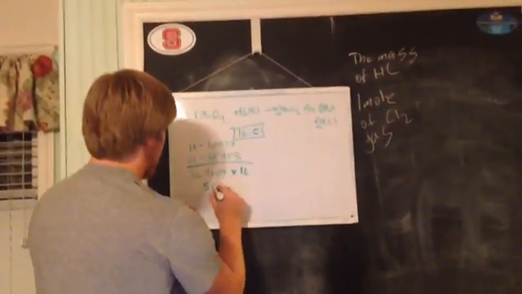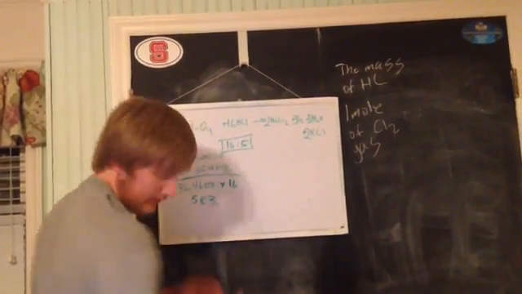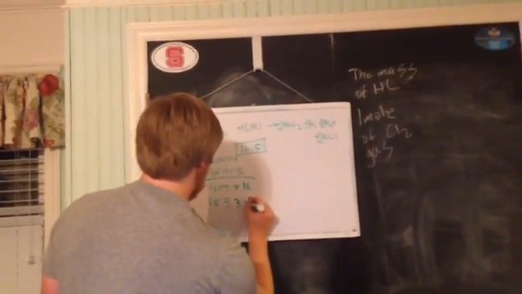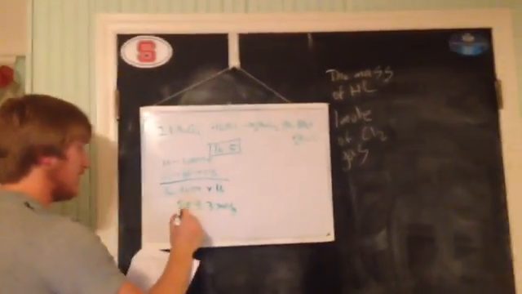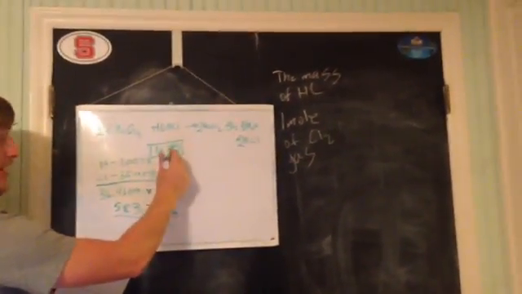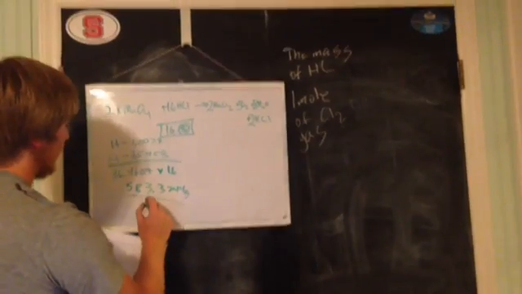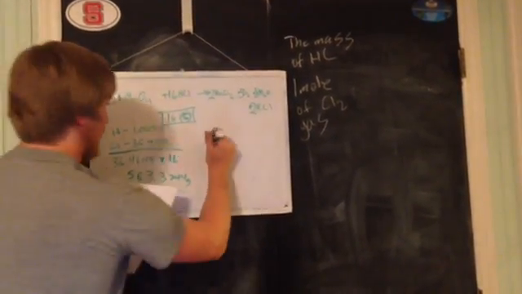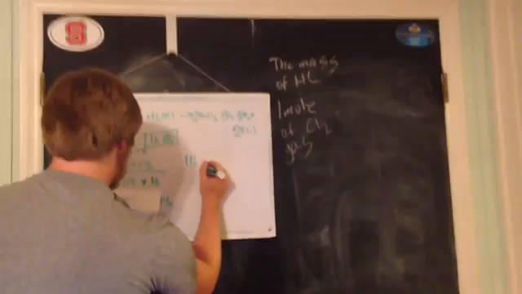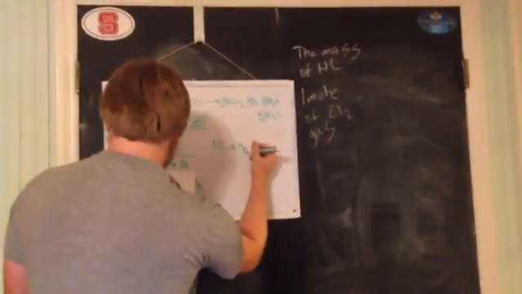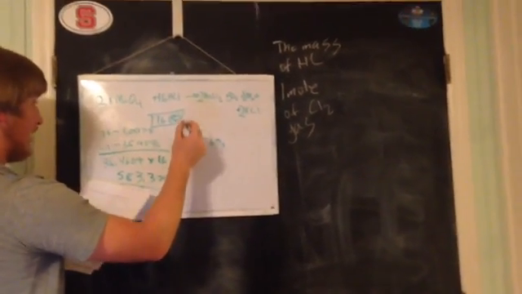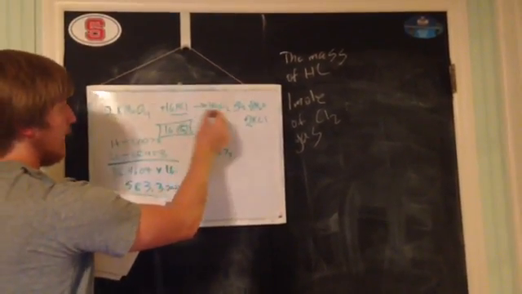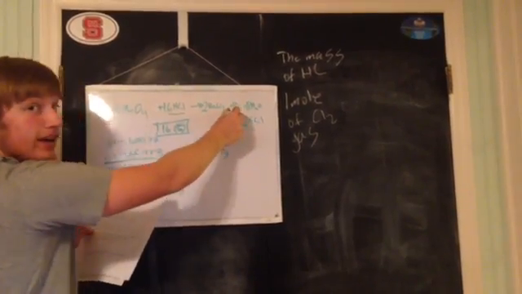After you do that, you get about 583.3744 grams. Then you take this number and go back up to the ratio right here. You take this 5, and you simply divide by 5. Then you get 116.67 grams. And this is the amount of mass needed in HCl to prepare the chlorine gas.